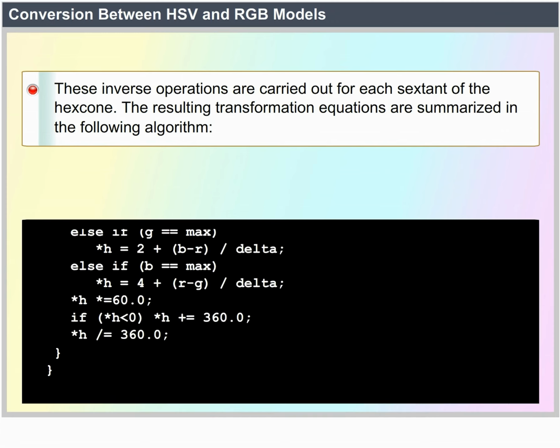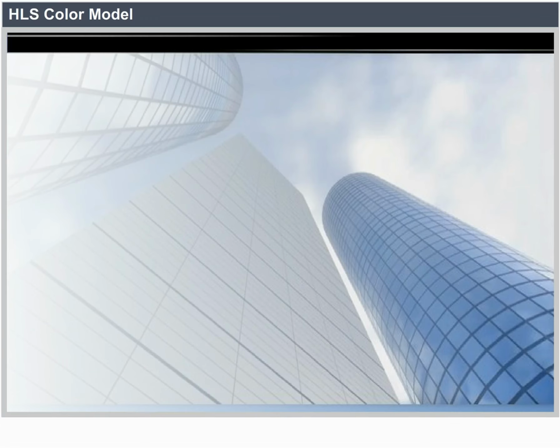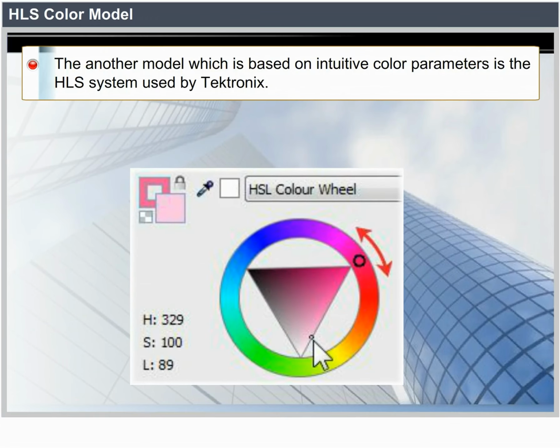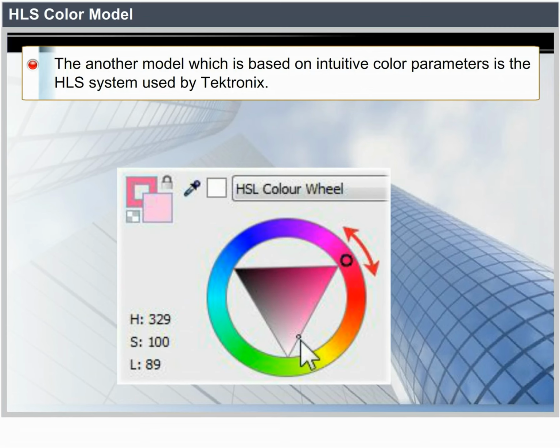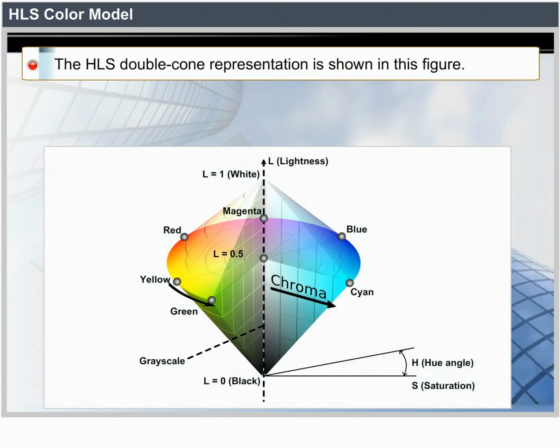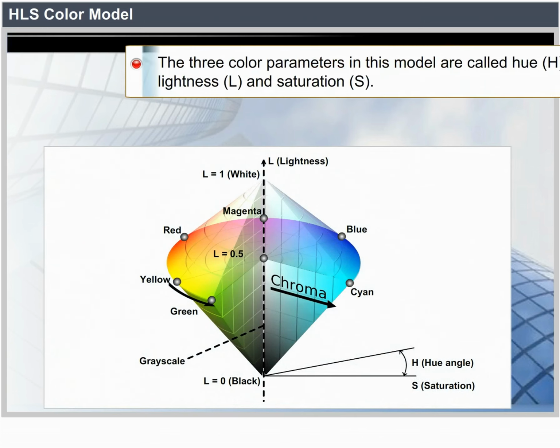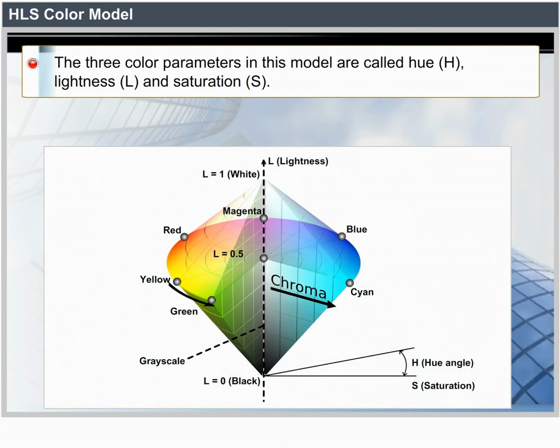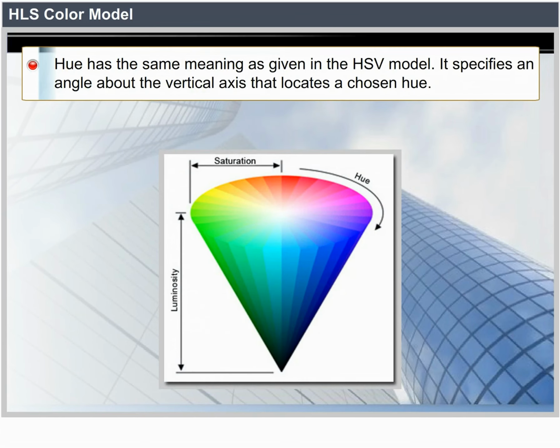HLS color model. Another model based on intuitive color parameters is the HLS system used by Tektronix. The HLS double cone representation is shown in this figure. The three color parameters in this model are called hue H, lightness L, and saturation S. Hue has the same meaning as in the HSV model. It specifies an angle about the vertical axis that locates a chosen hue.